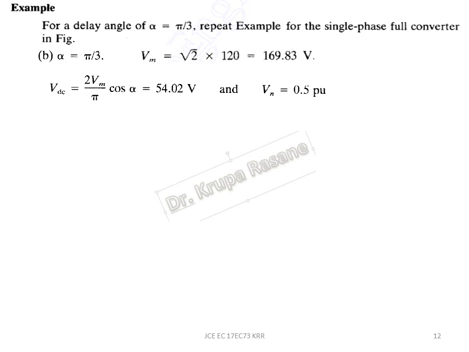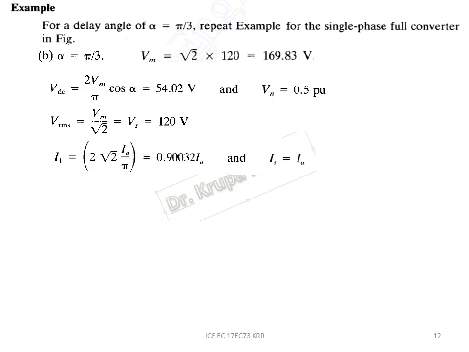169.83. So VDC can be evaluated as 2 Vm by pi cos alpha. Put alpha as pi by 3 and Vm as 169.83. That should give you 54.02 volts. Then calculating VRMS, we get Vm by root 2, which is equal to Vs, which is equal to 120 volts. And I1 is equal to 2 root 2 Ia by pi. Substituting Ia and keeping Ia as it is, because we don't know the value, 2 root 2 by pi comes to 0.9002. And Is is same as Ia.